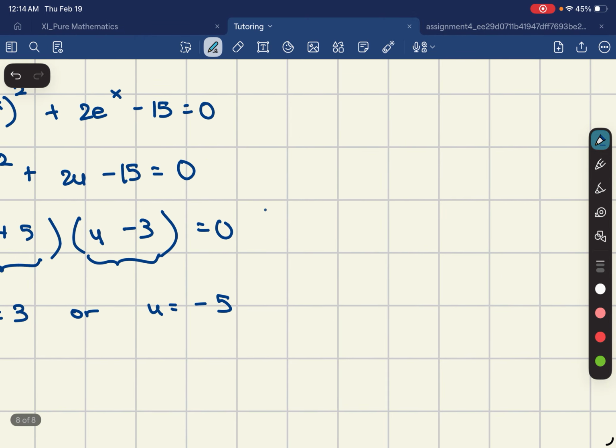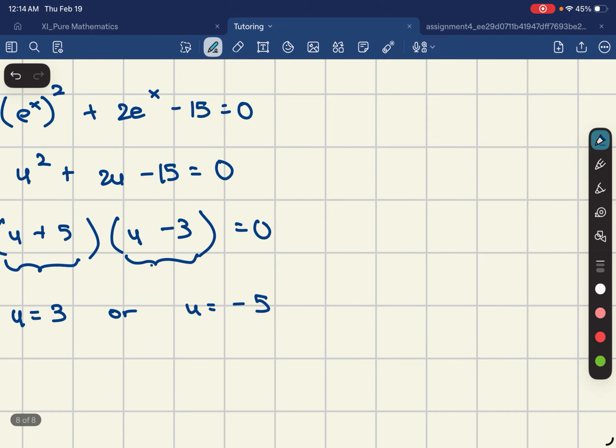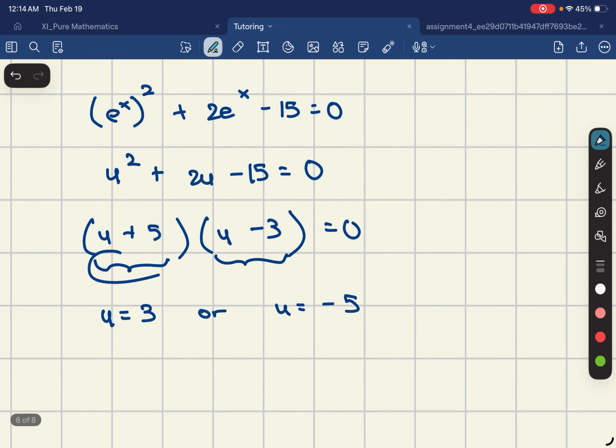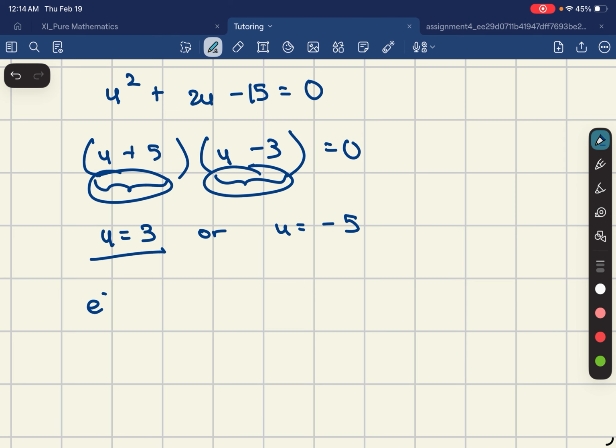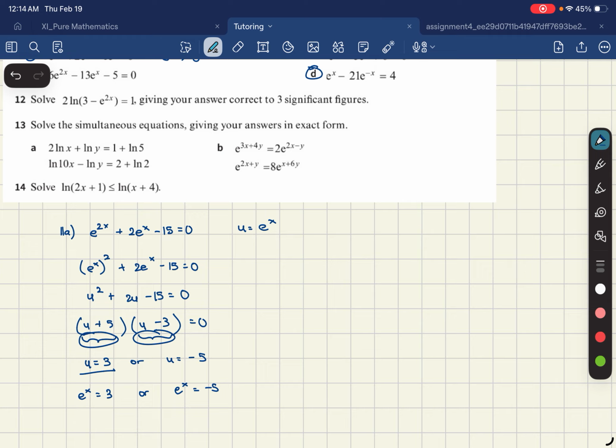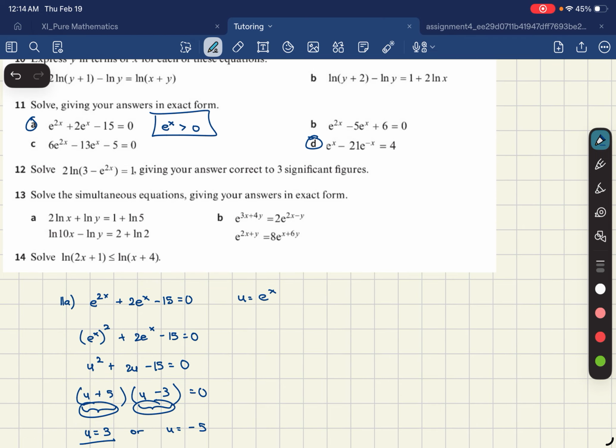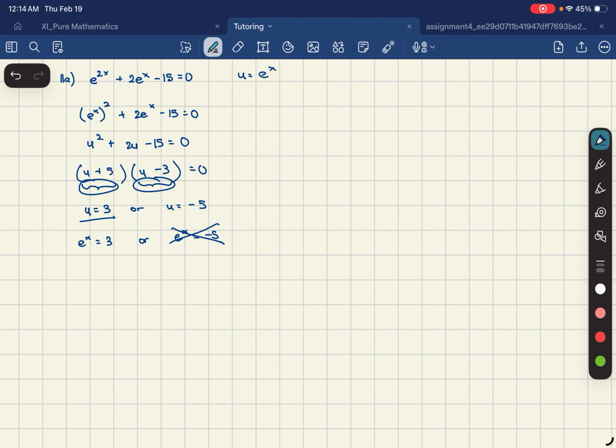So if you've been confused on how I've been getting these, it's the case that either this part is 0 or this part is 0. So u minus 3 equal to 0 and u equal to 3, or u plus 5 equal to 0 and u equal to negative 5. So we said that u is e to the power x. So e to the power x is 3, or e to the power x is negative 5. But remember, we just said that e to the power x is bigger than 0. So it cannot be negative 5.